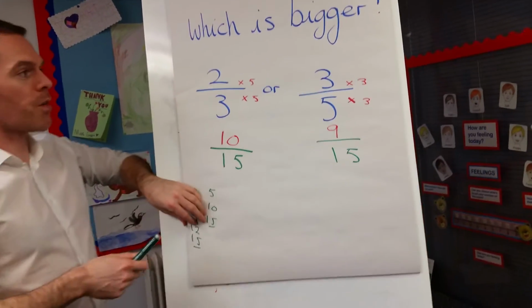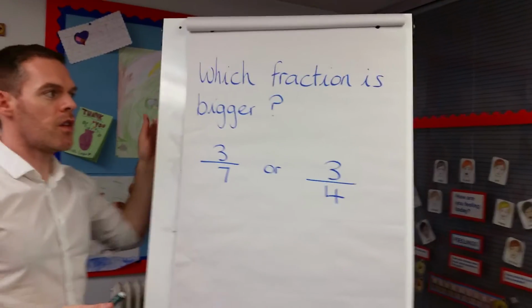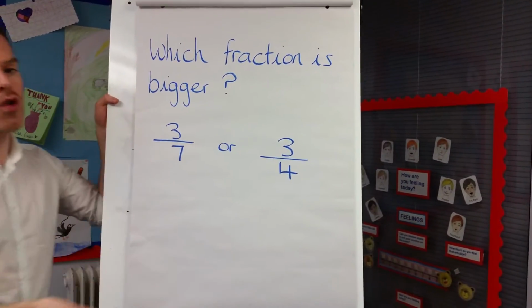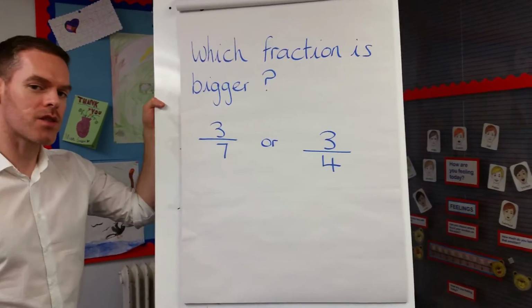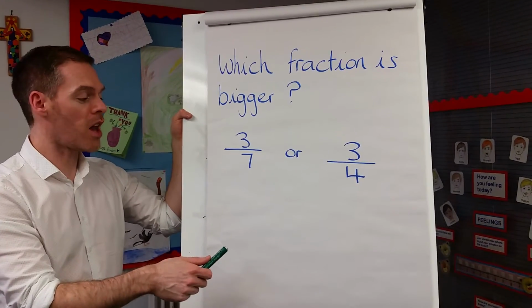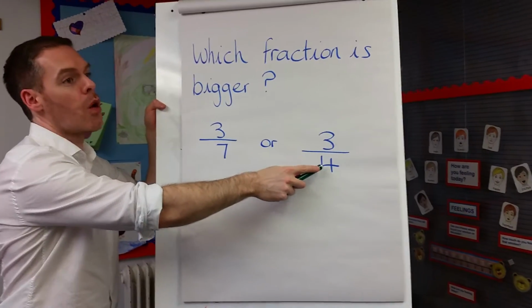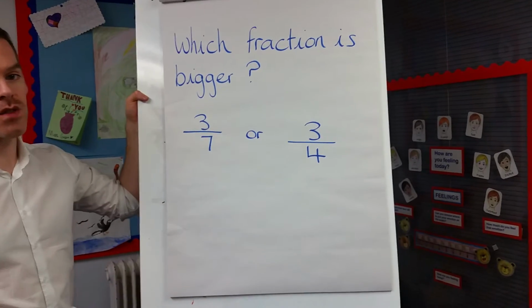Okay, brilliant. So that's the first one. We're going to look at another one just to make sure we can really do it. Let's have a look at this one. So which fraction is bigger, 3/7 or 3/4? Okay. So again, the only way I can compare these two fractions is by finding a common denominator, a number that both 7 and 4 go into. So in other words, a number that 7 and 4 are both factors of.